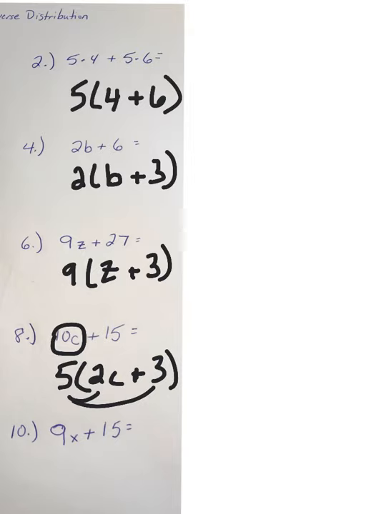On the last one, 9 and 15, you have to decide what goes into both. And what goes into both is 3. So I get 3 times x plus 5, because that'd be 9x and then 15.